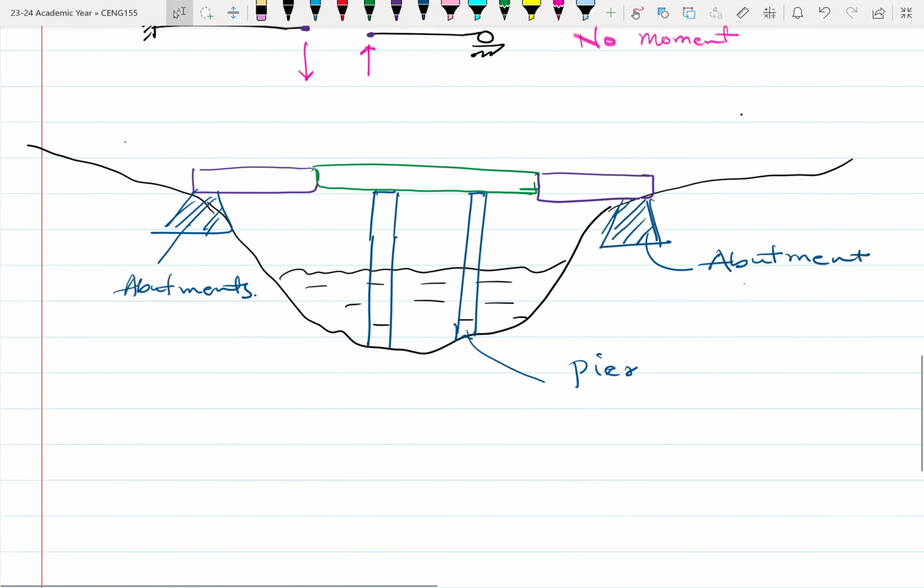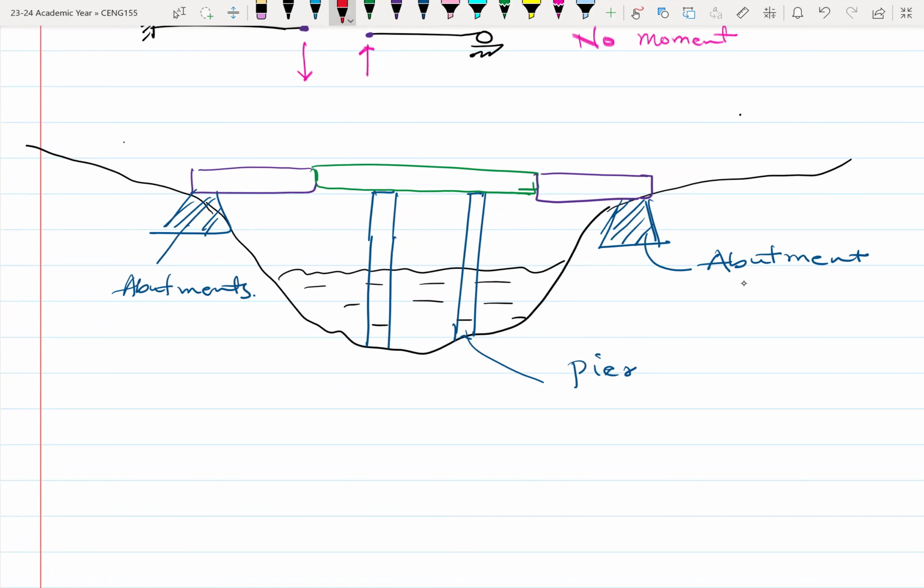So here, how do we join these two ends? How do we join these two ends? We place internal hinges. So these are internal hinges.